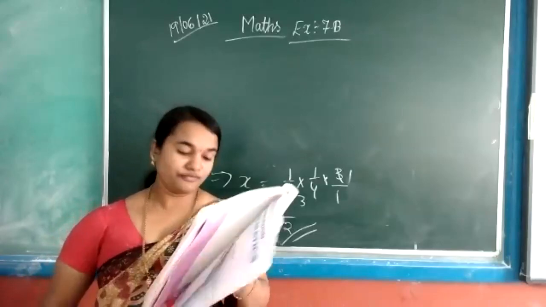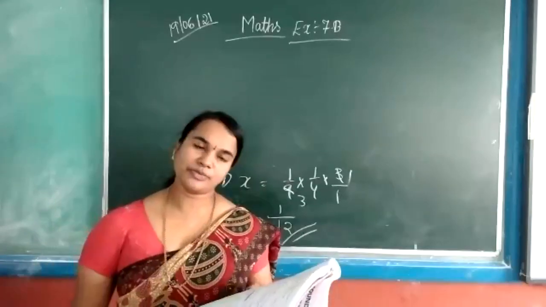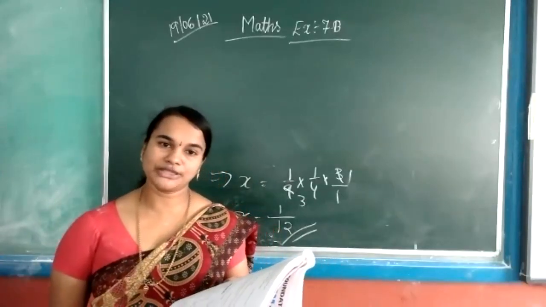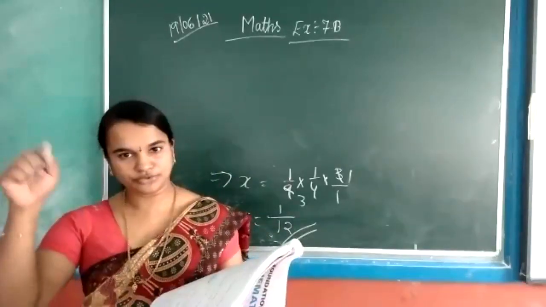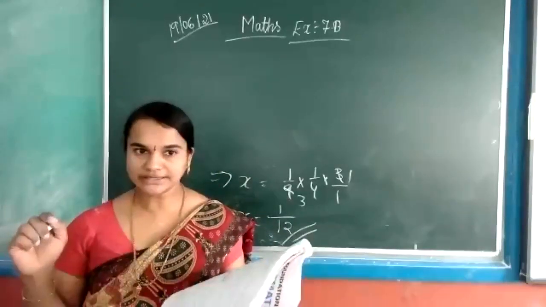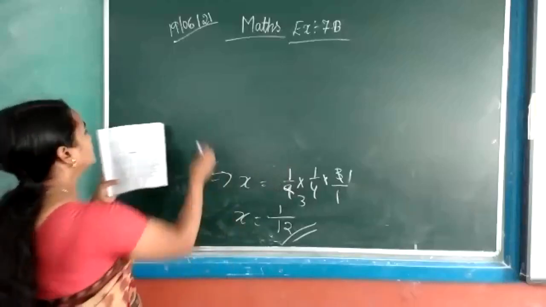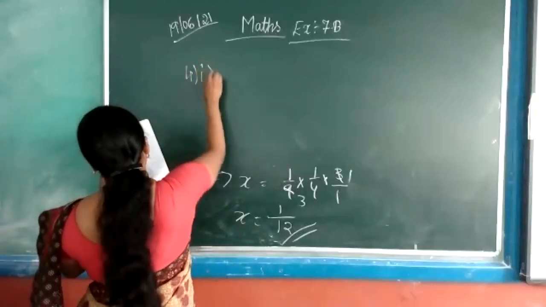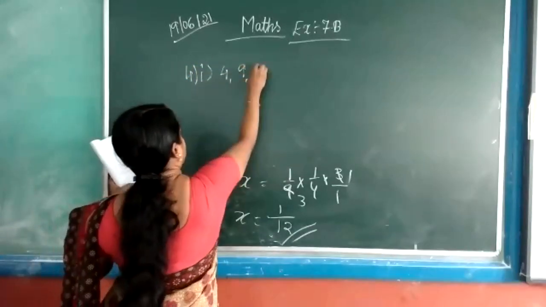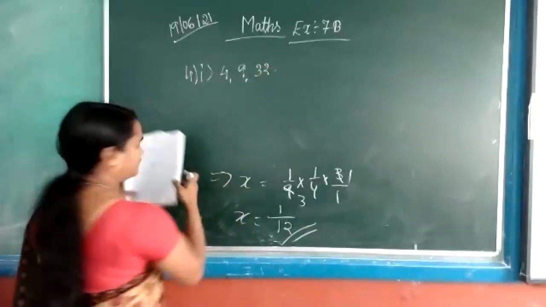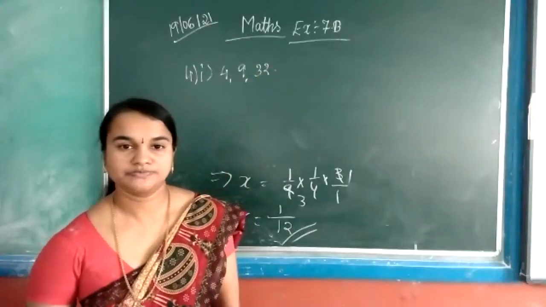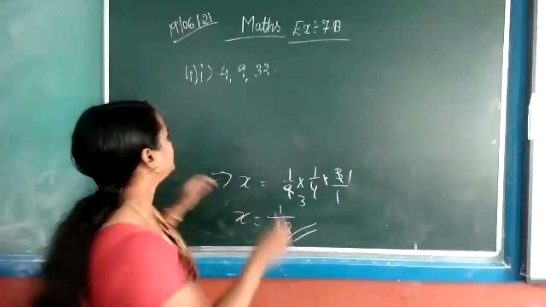Fourth one, find the fourth proportional to 4, 9, 32. Fourth proportional means that in the place of the fourth, we have to put the x value. So we have to find out the fourth proportional. How will we find it, children?